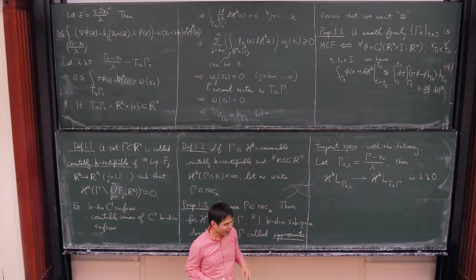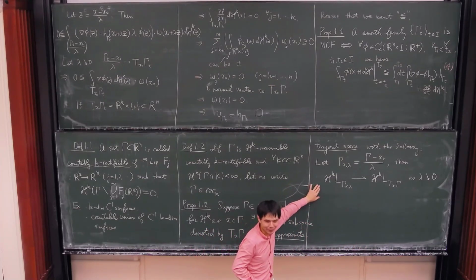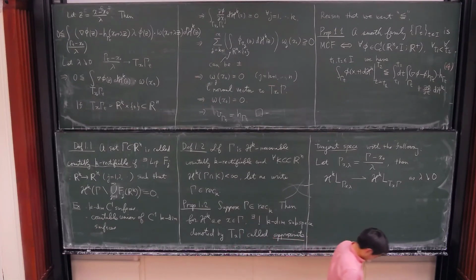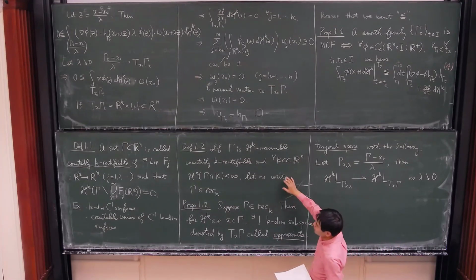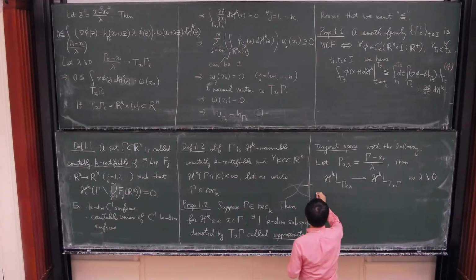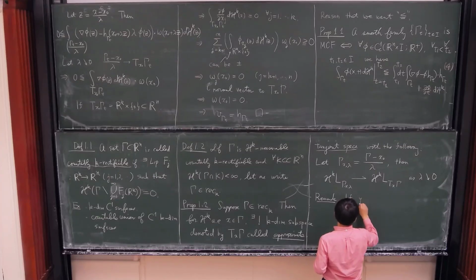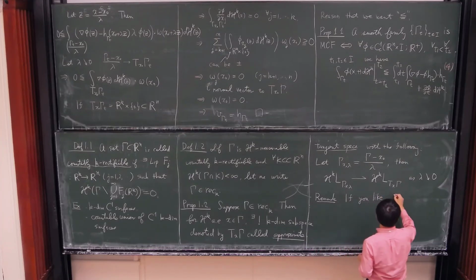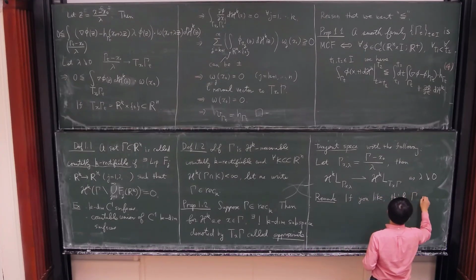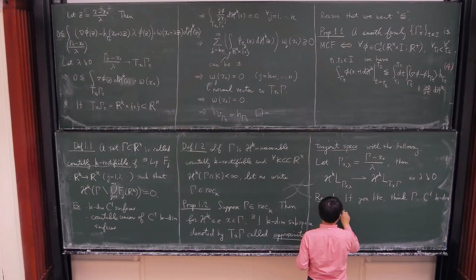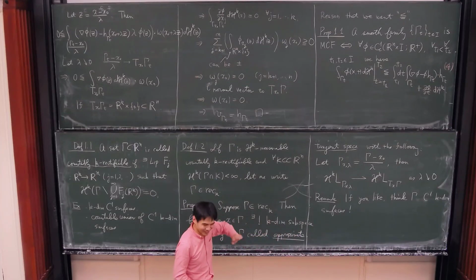This may be some of the geometric measure theory that, if you've never seen it, maybe you feel uncomfortable, but then please just think about a C1 surface. It's fine. I hope this is not too bad. So this is a type of class that I like to think about. Just a remark: if you like, just think gamma to be C1. Do not worry too much.